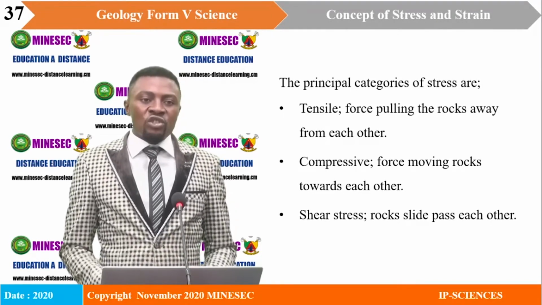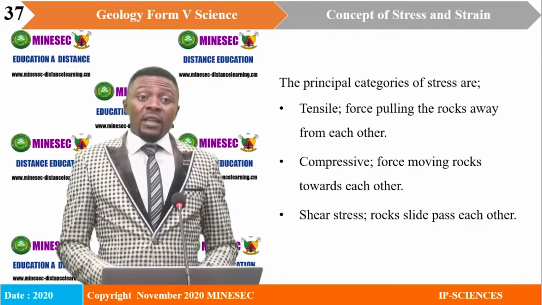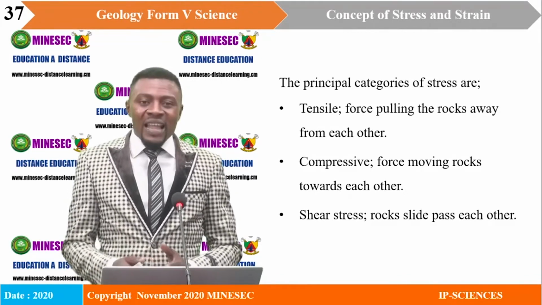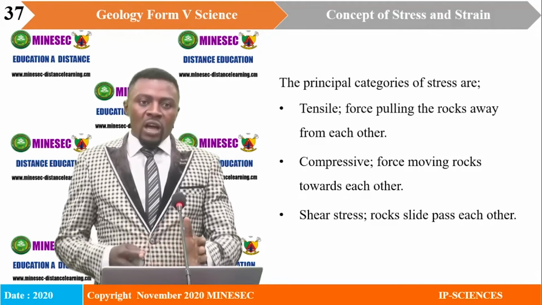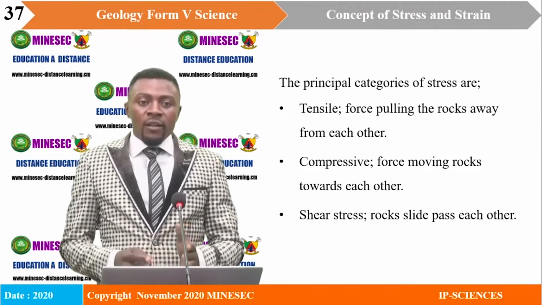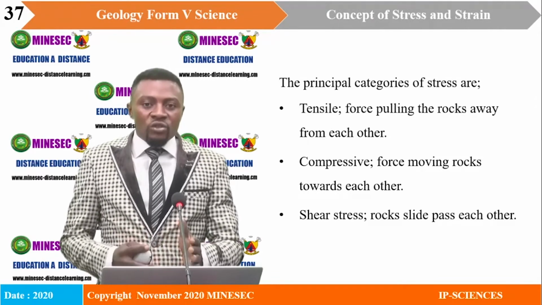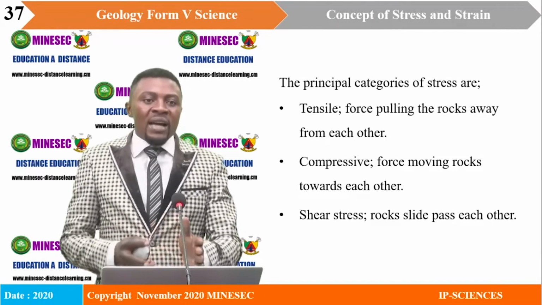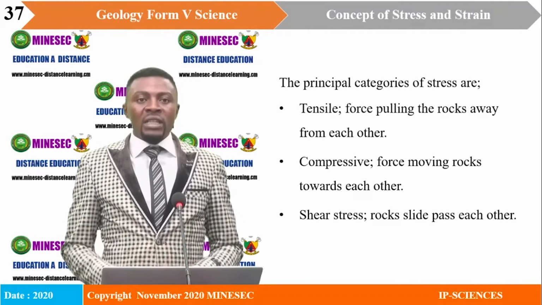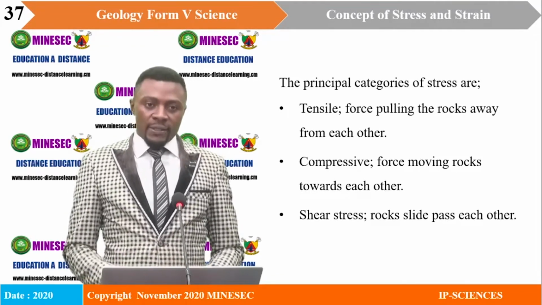We also have shear stress, which is the type of stress where rocks slide past each other. So you have a body, and the stress that is exerted on that body of rock is actually causing it to slide past one another. We call that shear stress.